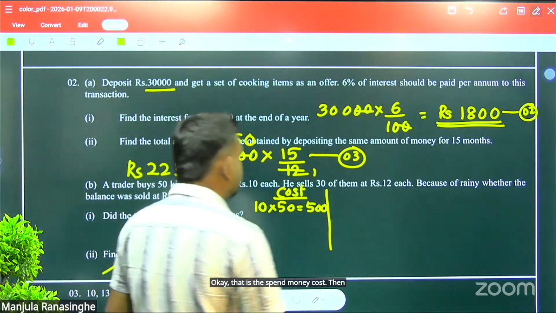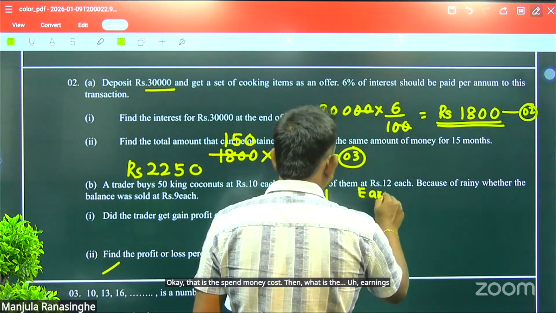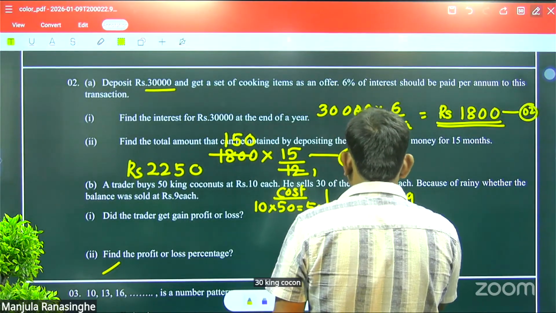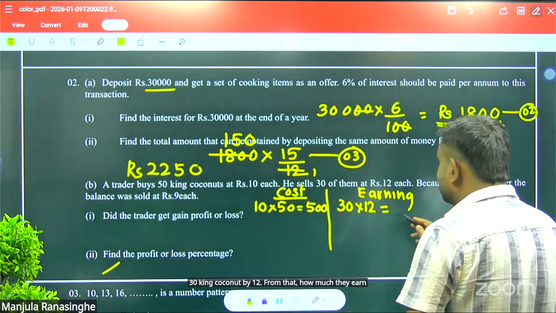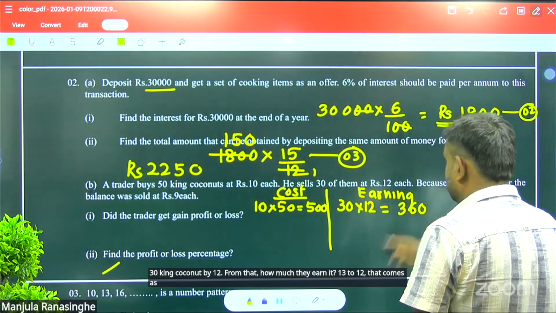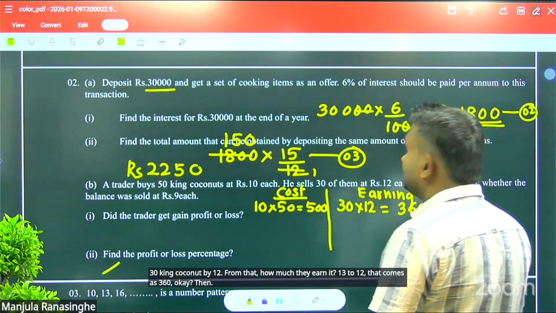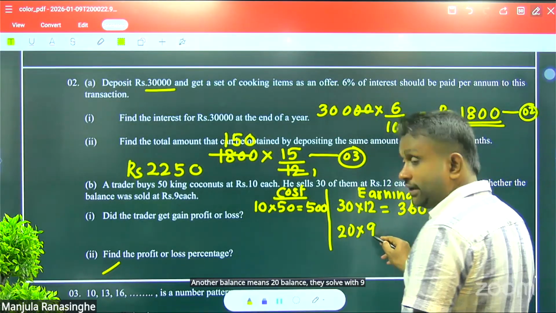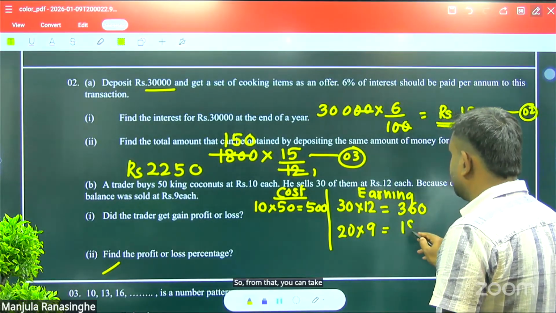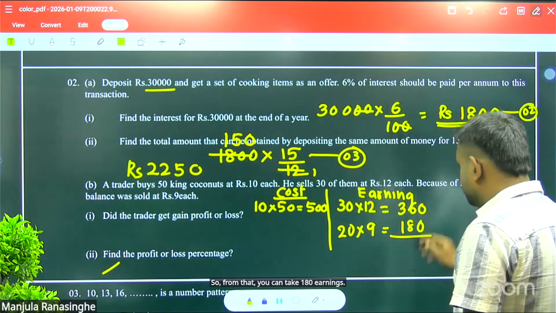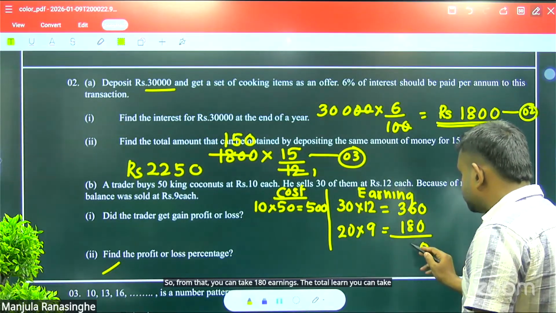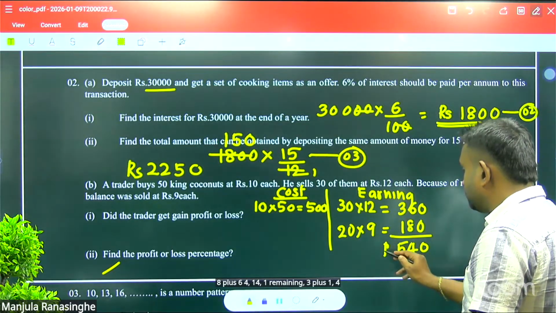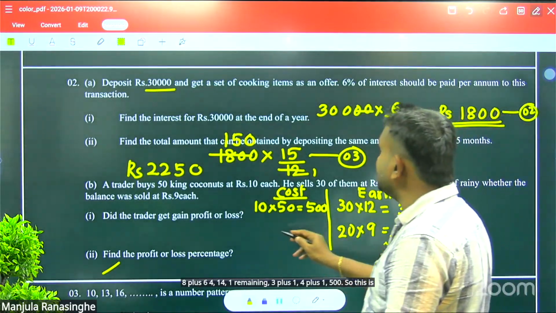Then what is the earning? He sells 30 king coconuts at 12. From that, how much is the earning? 30 into 12 comes as 360. Then the balance, 20, they sold at 9 each, 20 into 9, so from that you can take 180 earning. Then the total earning, 360 plus 180, comes as 540.